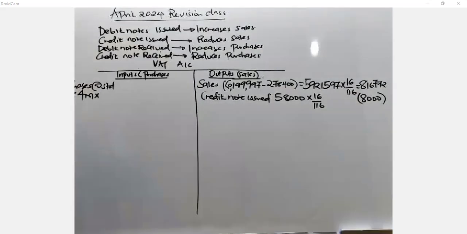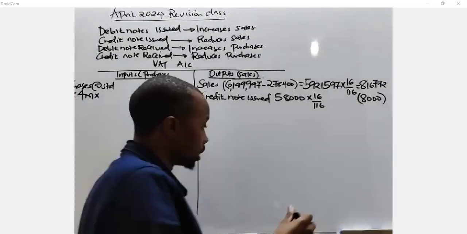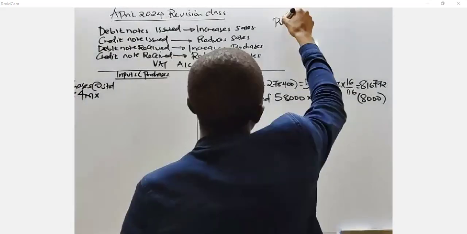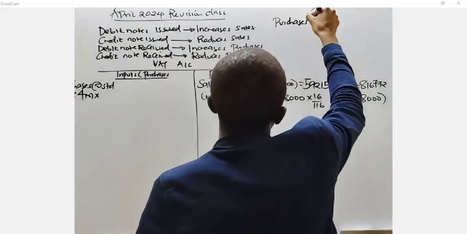Now, when it comes to addition number one, we have been told it was reduced by 20%. So we now have to take our figure back to 100%. Remembering this is inclusive of the VAT. Okay, it is inclusive of the VAT. Let us just calculate our purchases outside here. So let me look at it in this case, purchases.